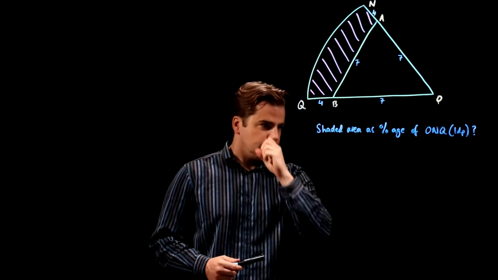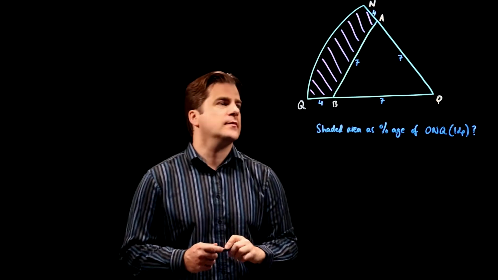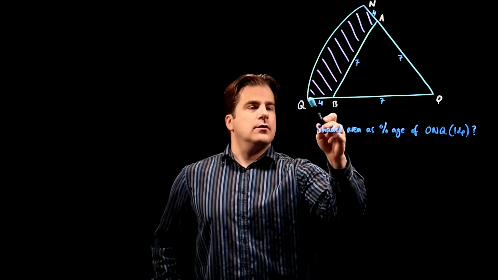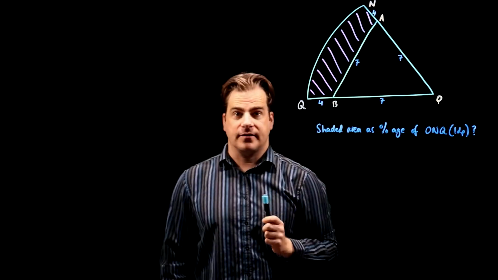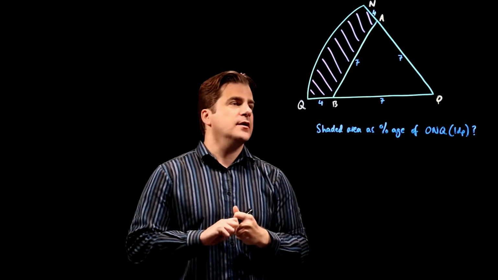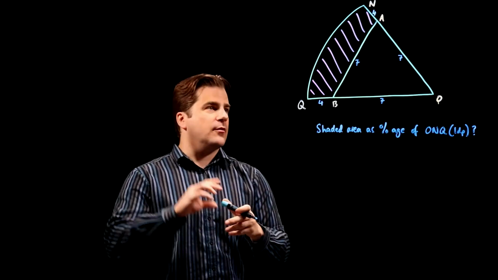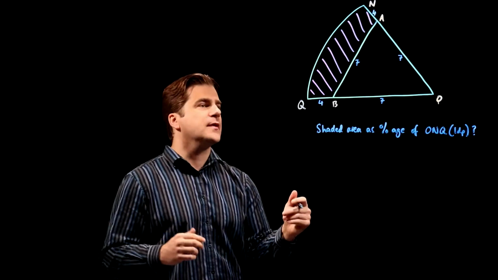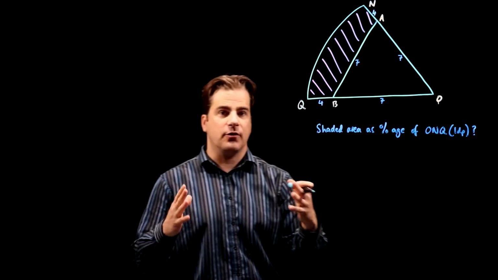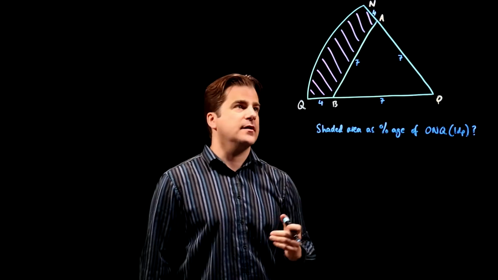Okay, so let's work out the area of the sector first, okay? Now, how are we going to do that? Well, we know the formula for the area of a circle is pi r squared, right? And this is the sector of a circle. The question is, what fraction of a circle is this?